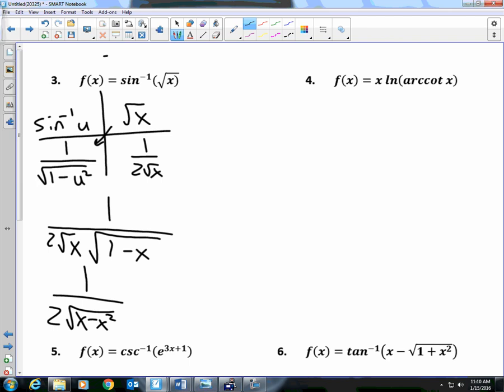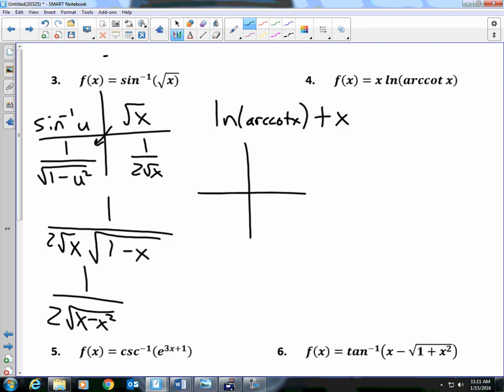Next one, what rule do I start setting up? Product. Yeah, the x times, so I've got product. What's the derivative of x? 1 times the natural log of arc cotangent, plus, and then I have an x times the derivative of natural log of arc cotangent.